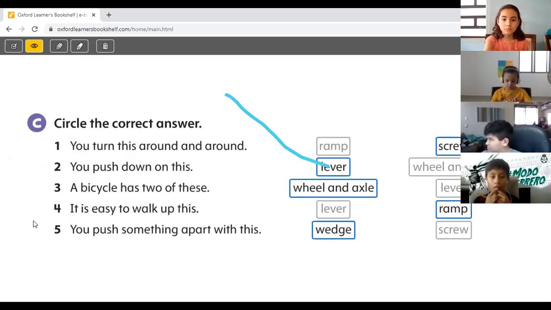Children, remember to turn off your microphones, please. Turn off your microphones. Excellent. Very good, children. Okay.